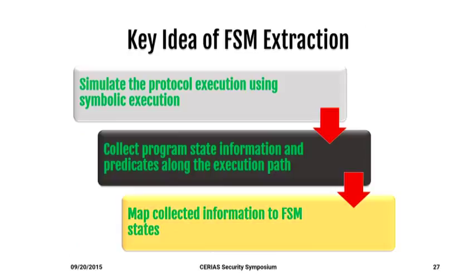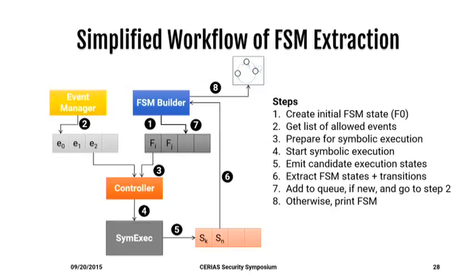So what is the key idea of FSM extraction? The basic idea is to simulate the protocol execution using symbolic execution. We basically run it symbolically, collect program state information and predicates along the execution path, and map them into the FSM state. Okay, so I'll go into a little bit of detail. This is basically how it works. There is an event manager that tells you what the possible events are that I need to handle. And then there is an FSM builder whose job is to basically build the system. And a controller is the one that talks with the symbolic execution engine.